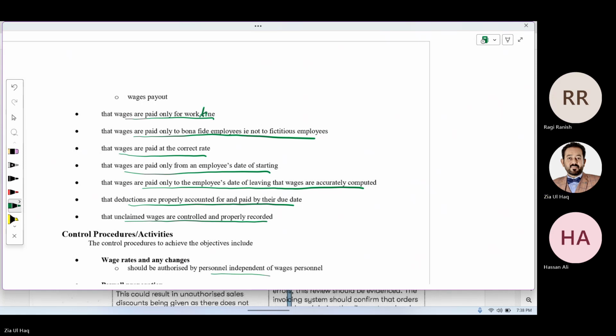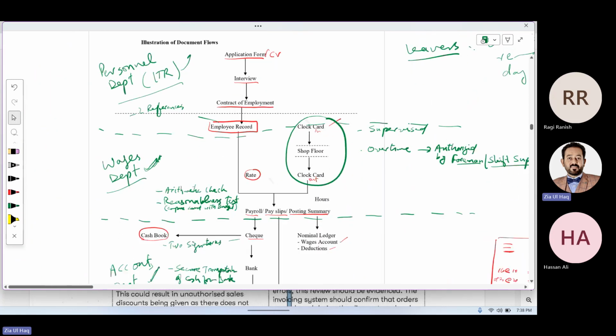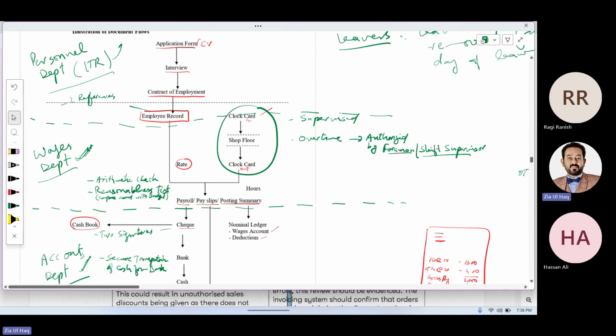Test of control. How can we check there is segregation of duty between record maintenance, wage preparation, and wage payout? Evidence will be sought by inquiry. Who is responsible for record maintenance? Who is responsible for wage preparation? Who is responsible for wage payment?